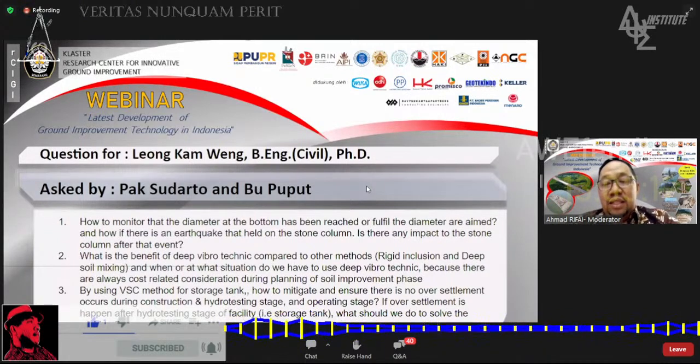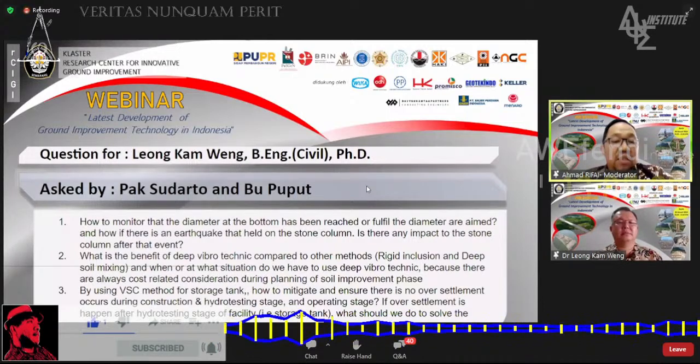The second question: what is the benefit of the deep vibro technique compared to other methods, meaning rigid inclusion and deep soil mixing? And in what situation do we have to use the deep vibro technique? Because there are always cost-related considerations during the planning of the soil improvement phase.